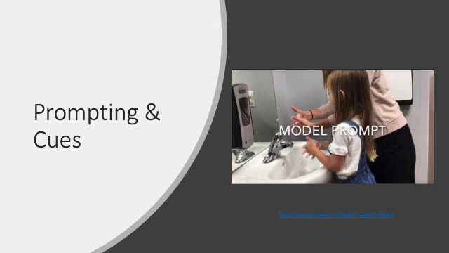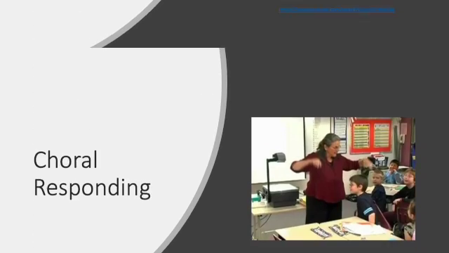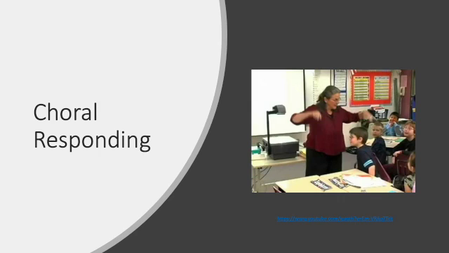Using prompts and cues is an excellent way to scaffold learning for students with intellectual disabilities. This video on the right is a great example of how to use least to most prompting and is linked in the description. Choral responding is another great technique to help students learn how to think before they respond. If you would like to know how to use choral responding, the video on the right is a great visual example and is linked in the description.